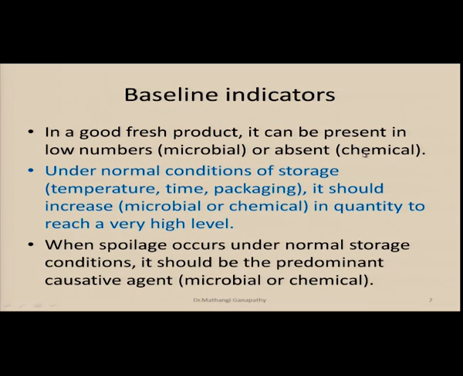So, what are the baseline indicators? In a good fresh product, the indicator can be present as a low number, that is microbial, or absent in chemical parameters. Under normal conditions of storage, that is temperature, time and packaging, the microbial level or the chemical level should increase in quantity to reach a very high level. And when spoilage occurs under normal storage conditions, it should be the predominant causative agent.